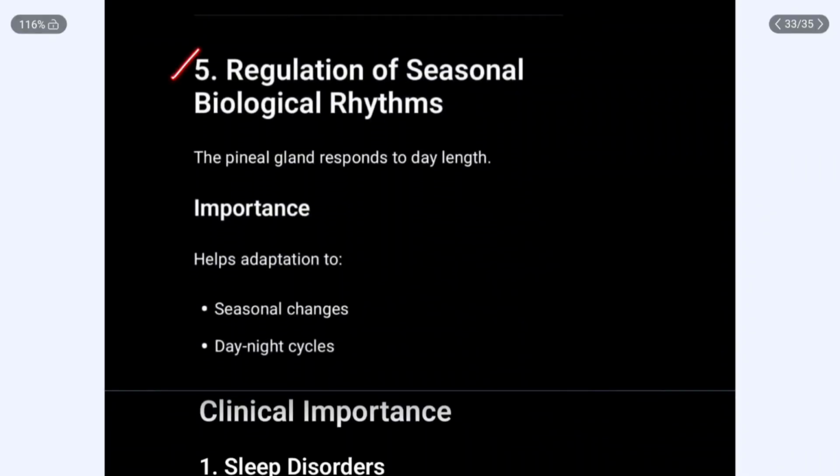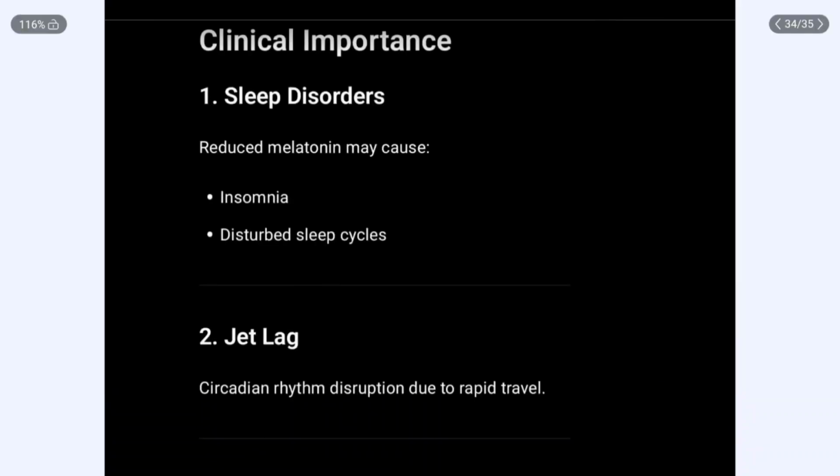Now number 5 is regulation of seasonal biological rhythms. The pineal gland responds to day length. The importance is healthy adaptation to seasonal changes and daylight cycles. So what is the clinical importance? Number 1, sleep disorders.